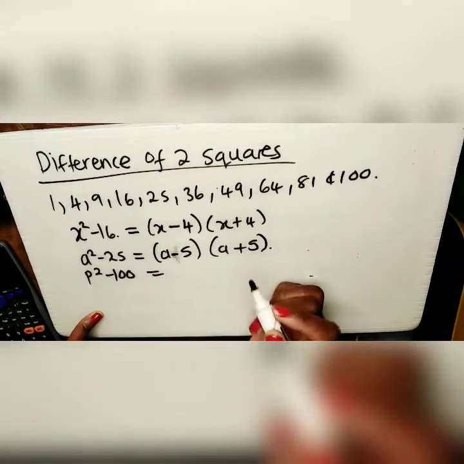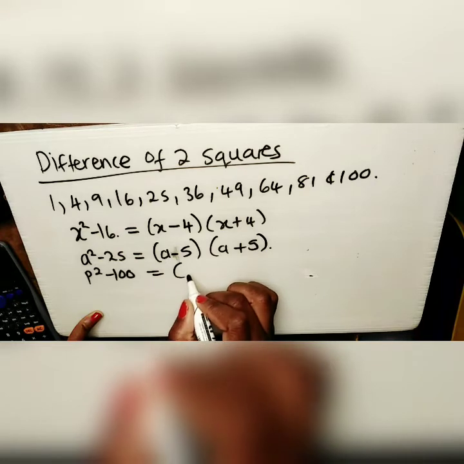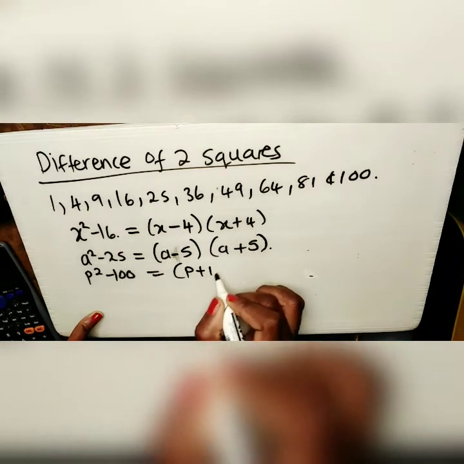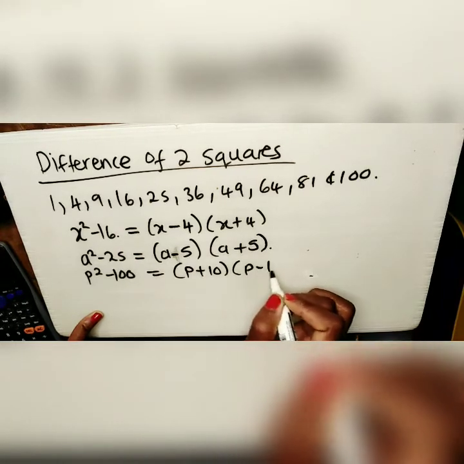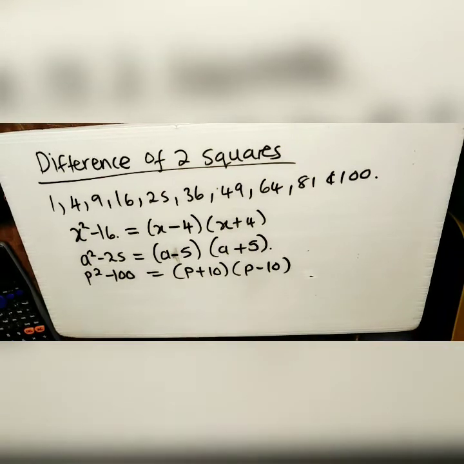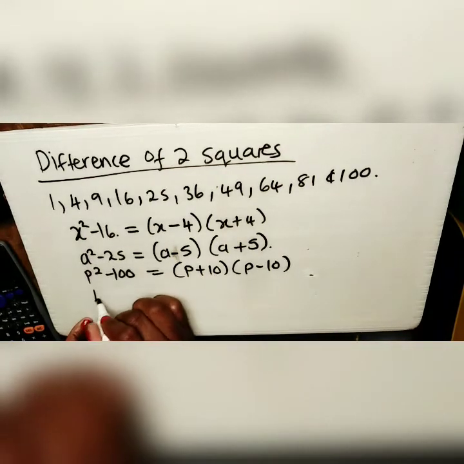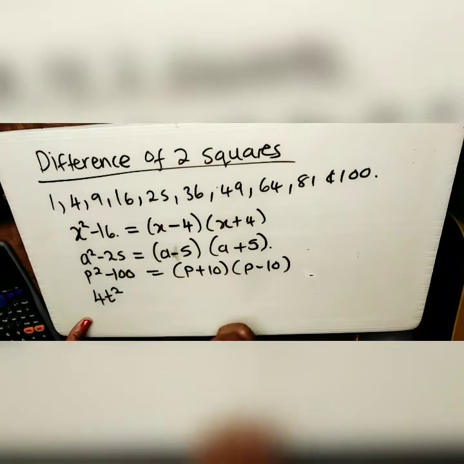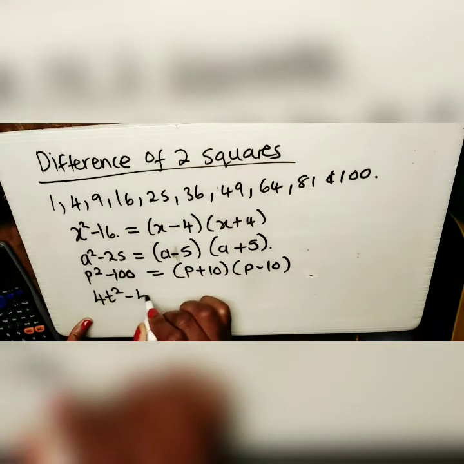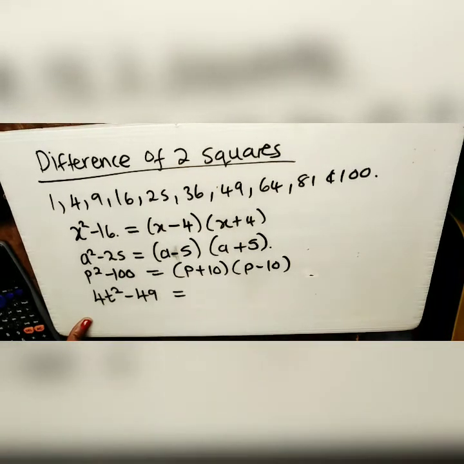So with this one, p squared minus 100, I can actually write it as p plus 10 and p minus 10. Doesn't matter whether I start with the negative or the positive. Doesn't make any difference. Okay. So this one, we have 4t squared minus 49. All right. It's very easy.